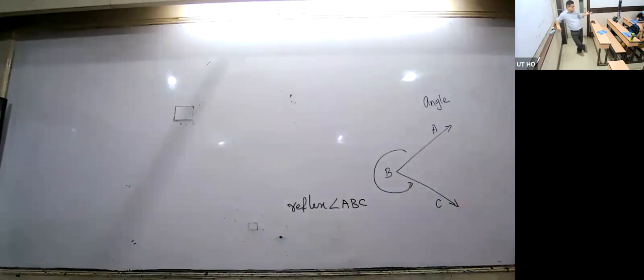Complete angle. Do you know what is complete angle? 360 degrees. Straight angle. 180 degrees. Okay, these are the types of angles.